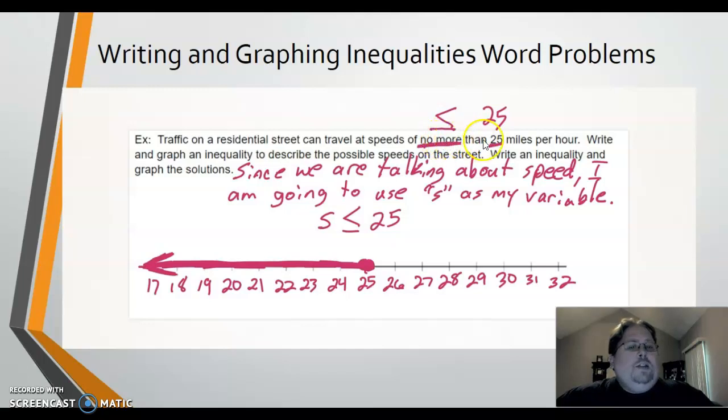So, it's no more than 25 miles per hour. So it's less than or equal to 25. So no more means you cannot go more than 25.